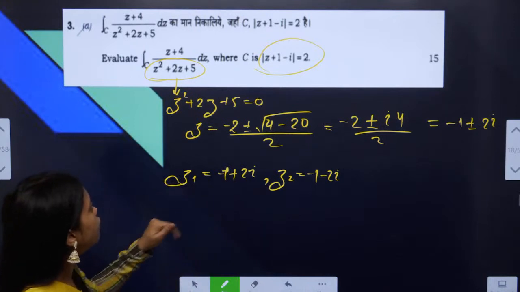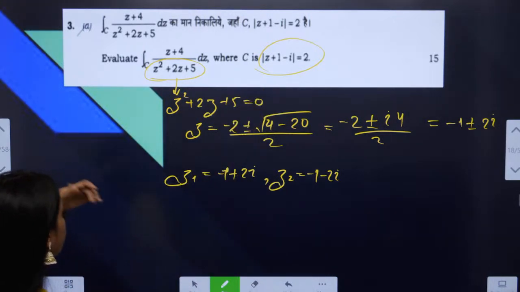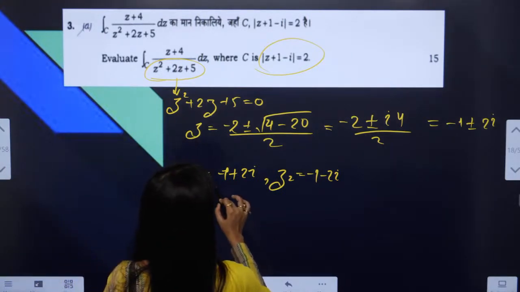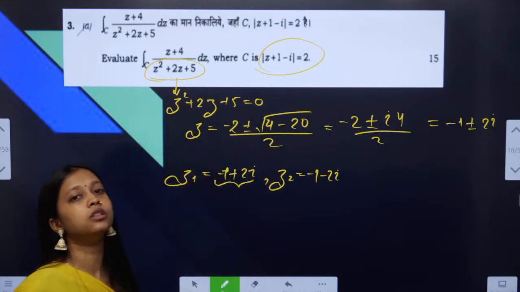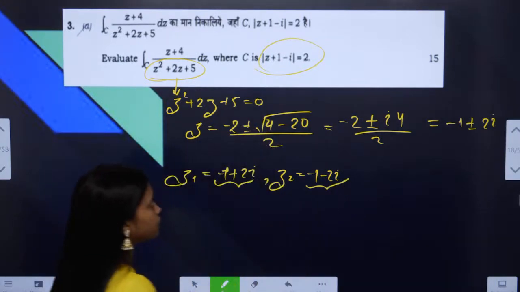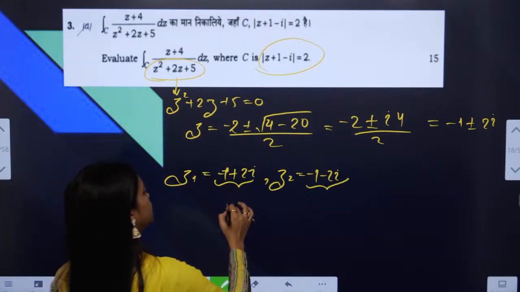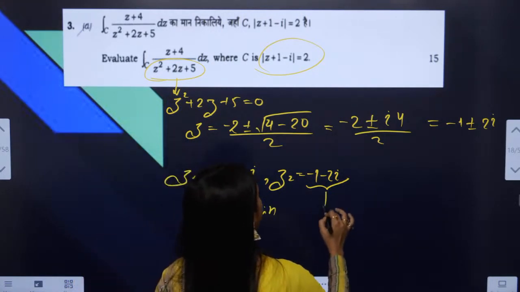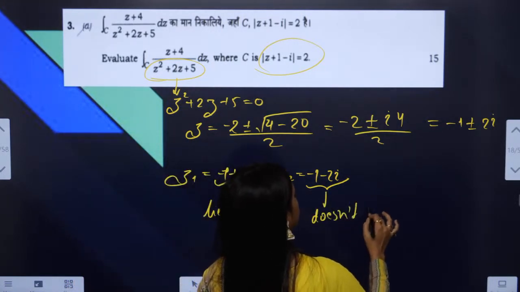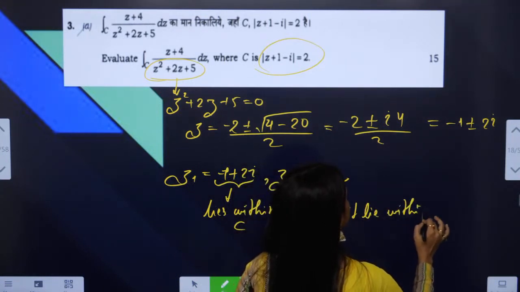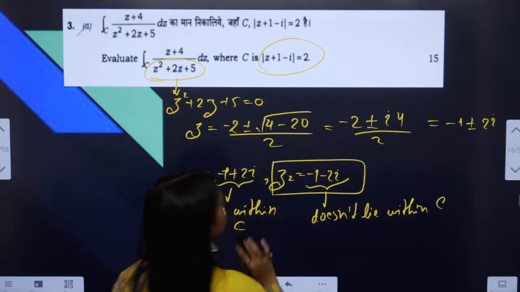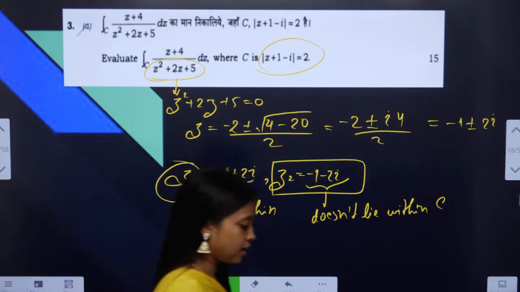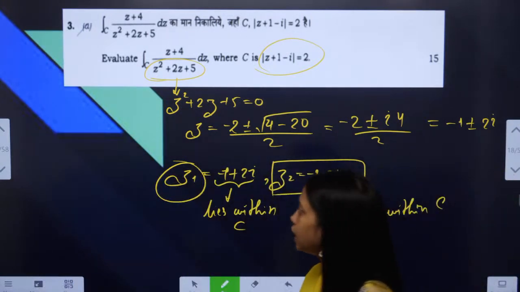And you will observe, this is just a circle, centered at minus 1 plus 2 iota. So this z1 actually lies within C, but z2 does not lie within C. So we are not concerned about z2. What we need to do is calculate the residue at z equals z1. Only that one is required.